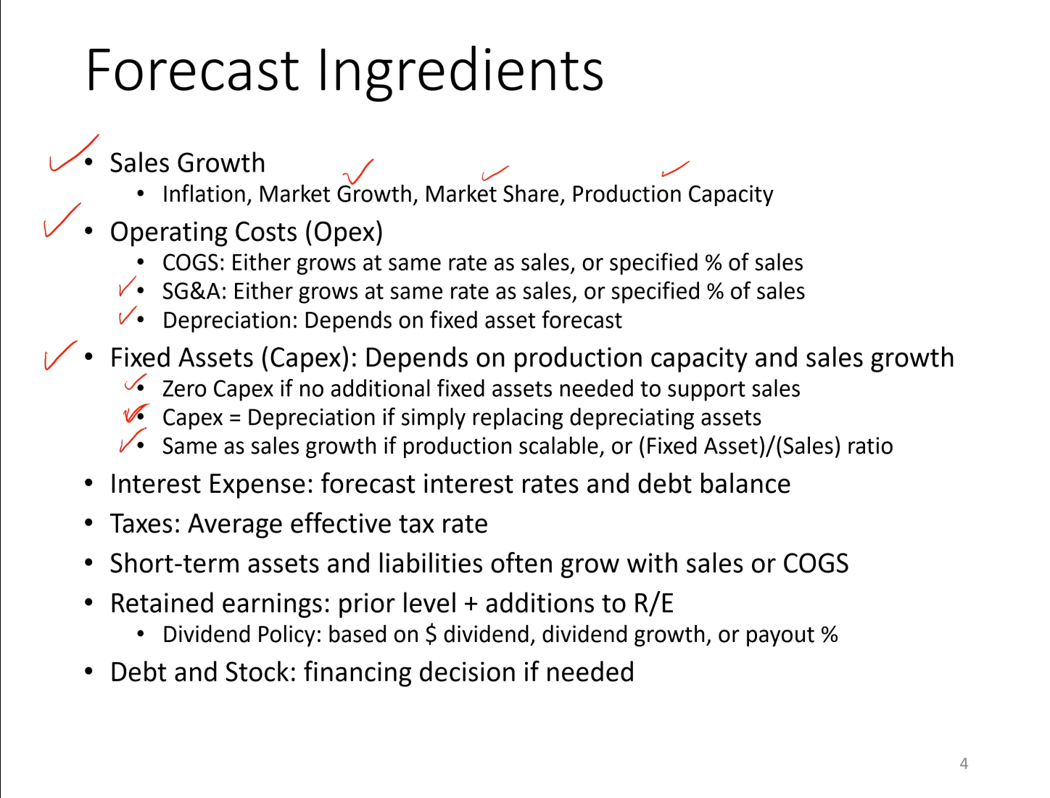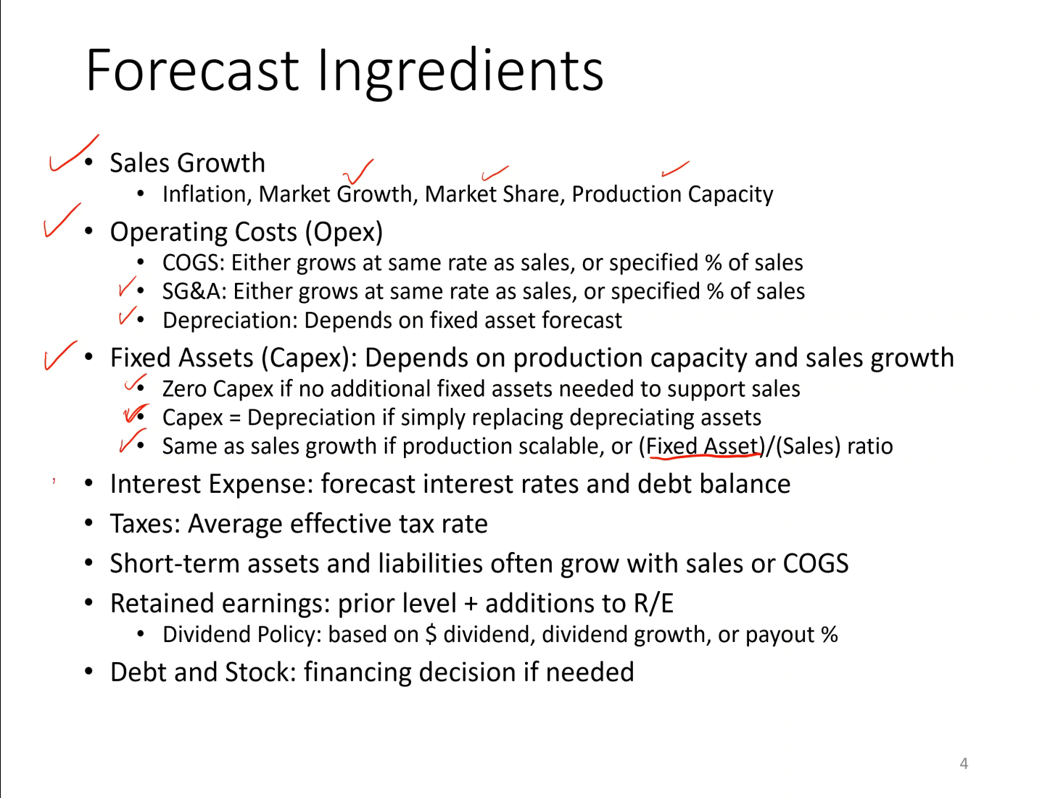Or you can just say that CapEx grows at the same rate as sales. So basically what you're assuming is your production capacity, your fixed assets, is just going to grow with sales. It's just perfectly scalable. Or you can specify that net fixed assets as a percentage of sales remains constant at some level. So there's always some relationship between your net fixed assets and your total sales levels.